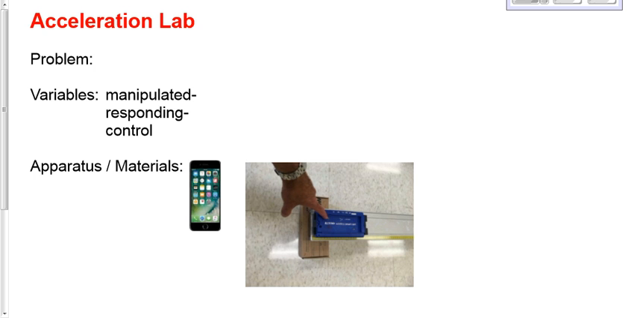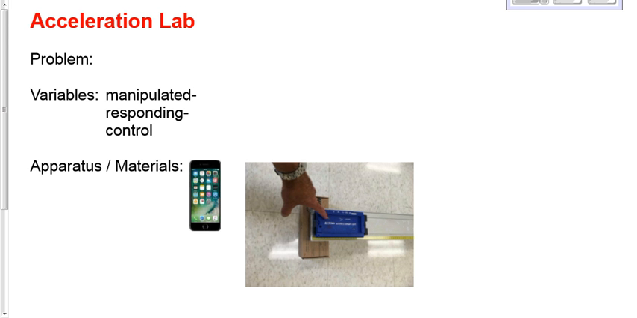Second lab of the year. The last one was to study constant motion or uniform motion. We found the velocity of this smart cart as it was moving at a constant velocity. We found that by taking the slope of a position-time graph. Today what we want to do is find the acceleration of a smart cart as it's on an incline.